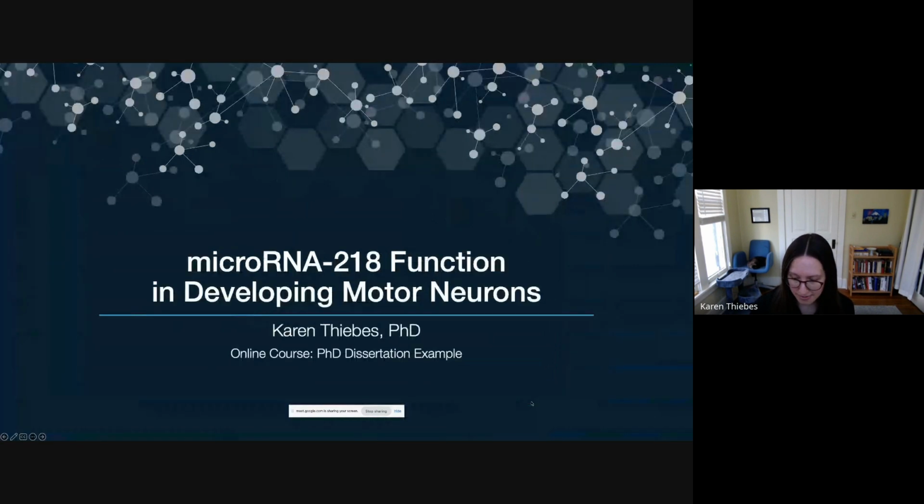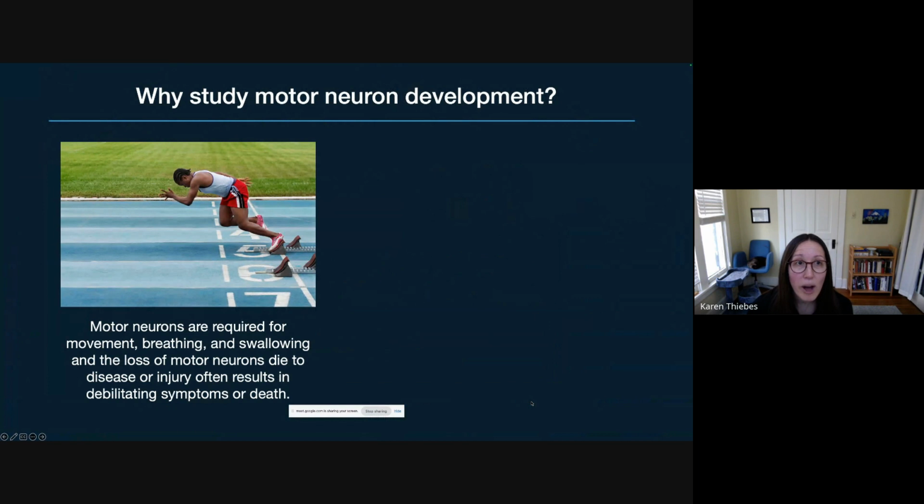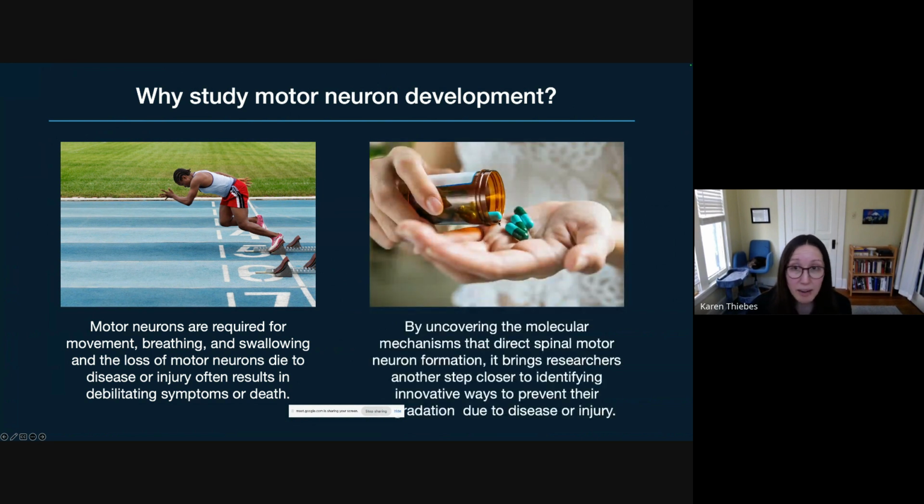The next slide is the "why." Go ahead and ask why study XYZ, and then tell them why studying this thing is important. Studying motor neurons is important because they're required for movement, breathing, and swallowing, and the loss of motor neurons often results in disease or death. That's an important why. And by uncovering the mechanisms that I talk about, you can bring researchers another step closer to defining treatments.